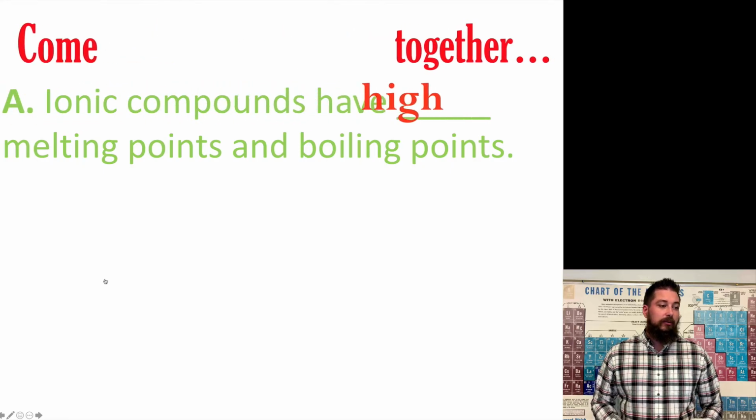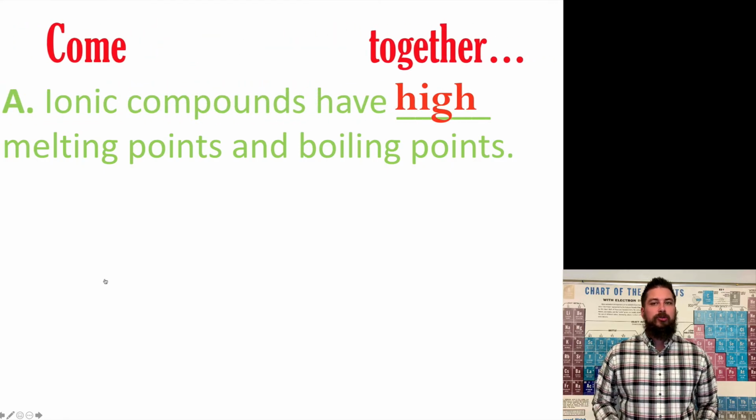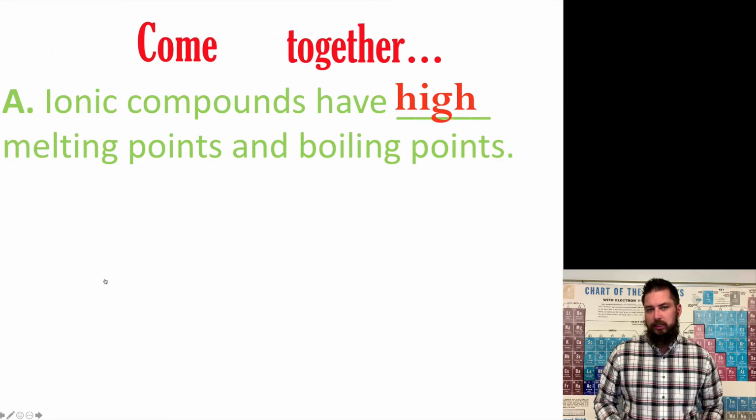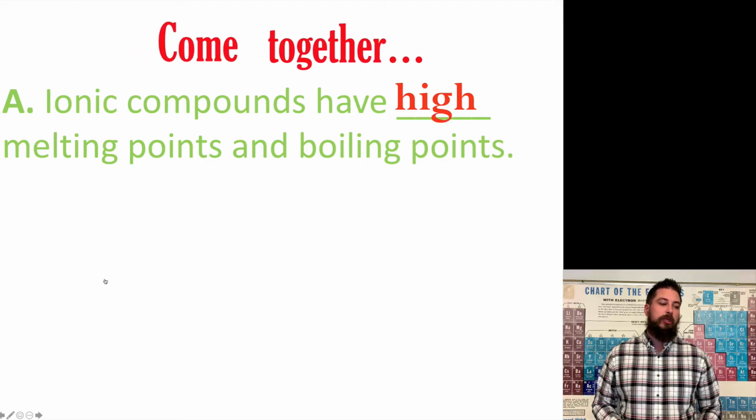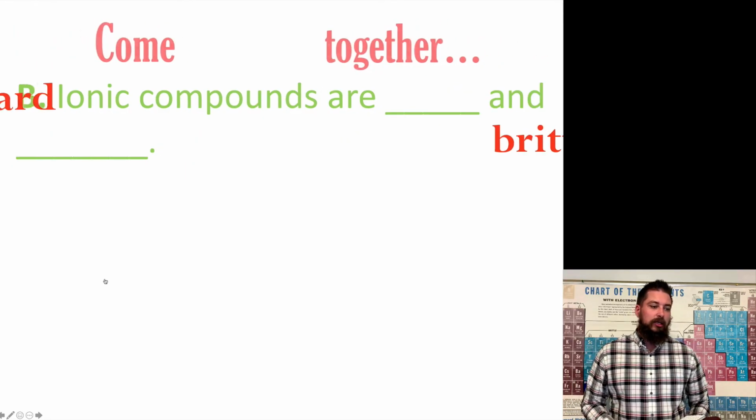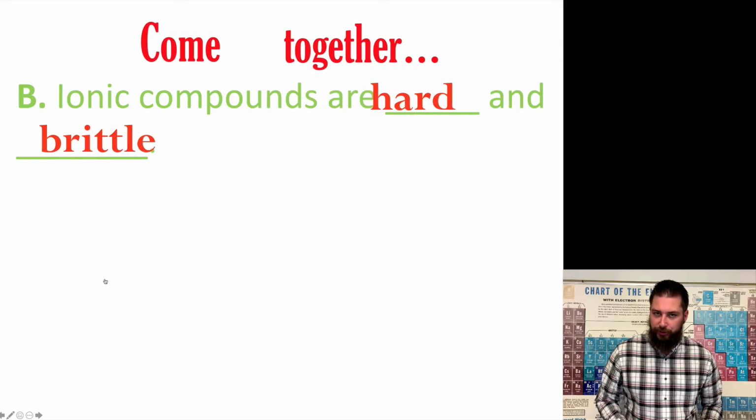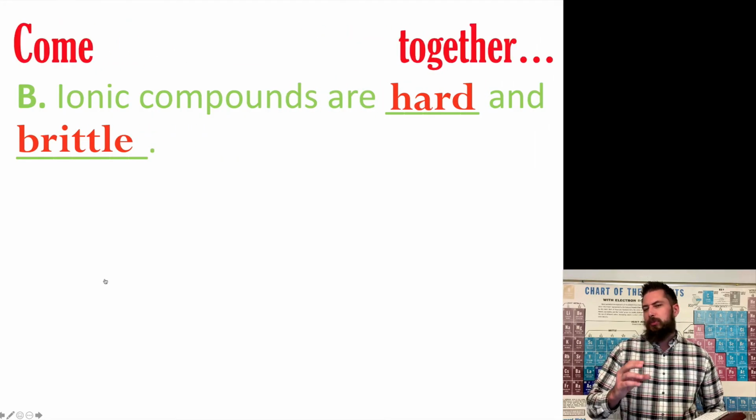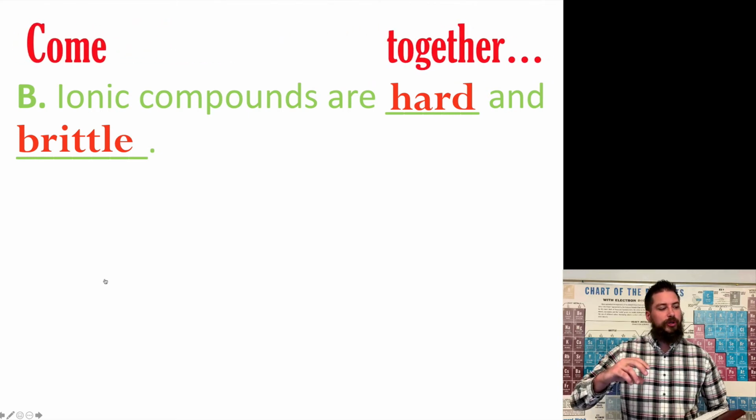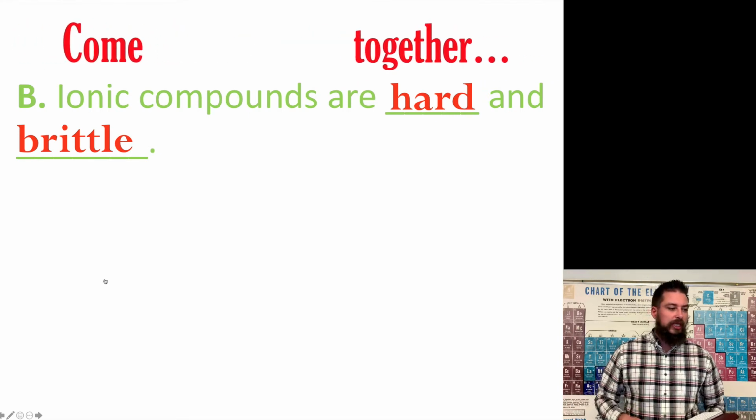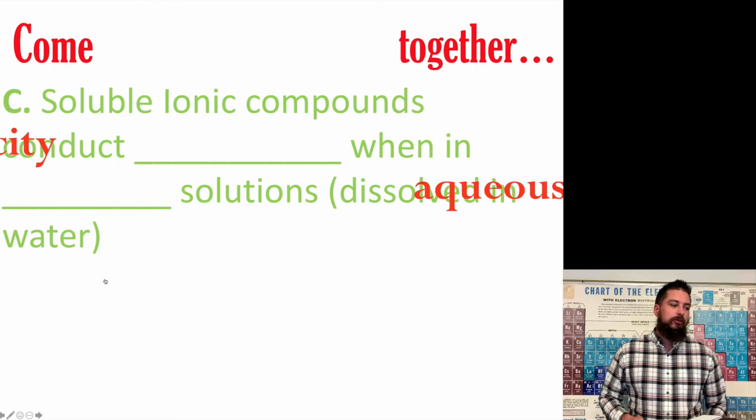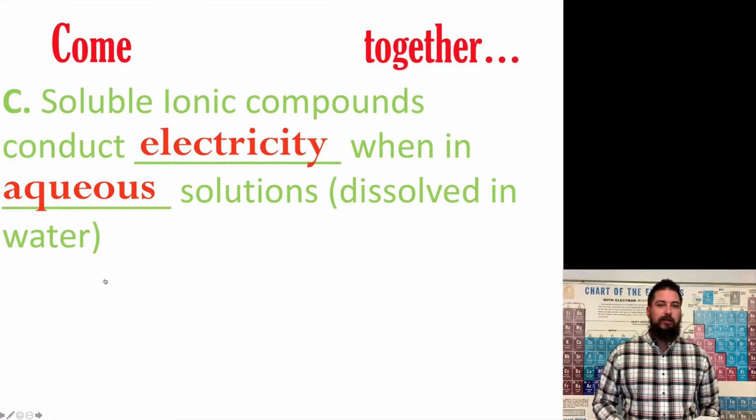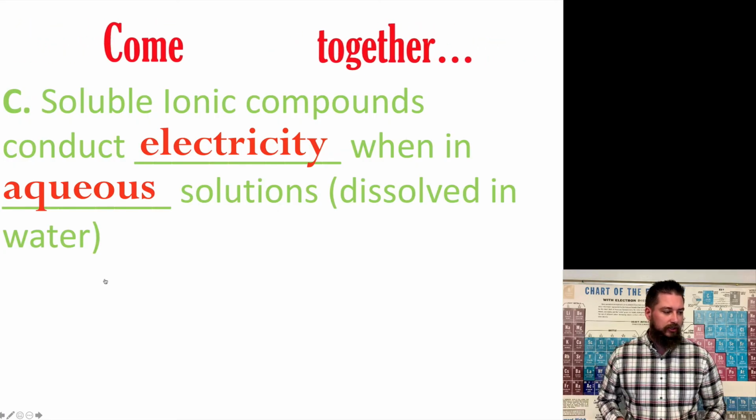All right, ionic compounds do have high melting points. If you think about salt, if you put salt in a hot pan, it's not really going to melt. It's going to take a lot of heat energy to melt salt. Ionic compounds are also hard and brittle, kind of like peanut brittle. If you think about a big salt crystal, what brittle means is that you can easily break it. When they dissolve in water, they do conduct electricity. More on that next semester.